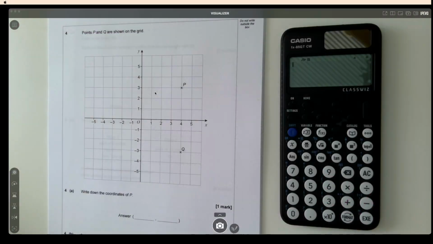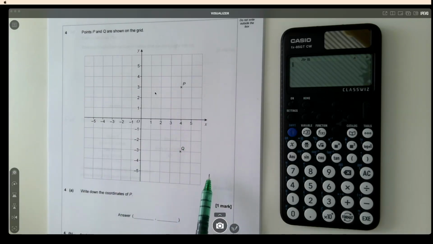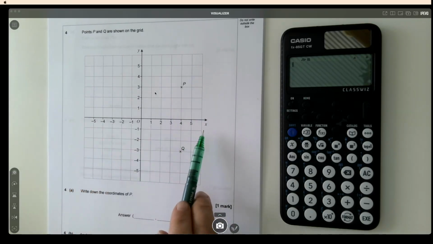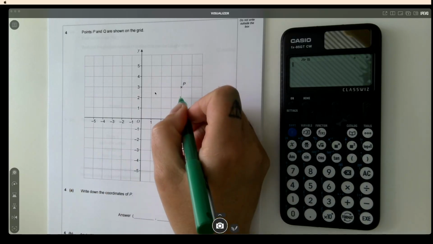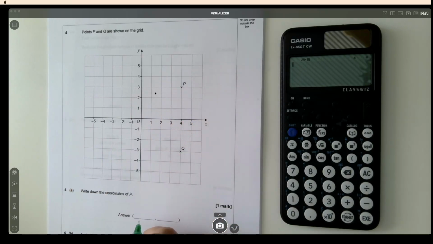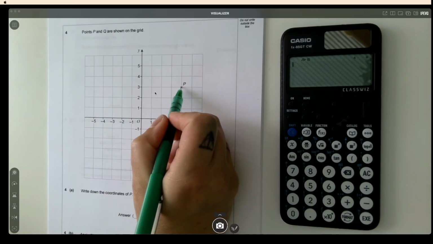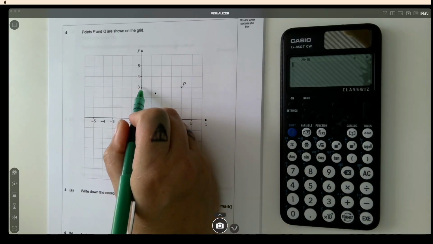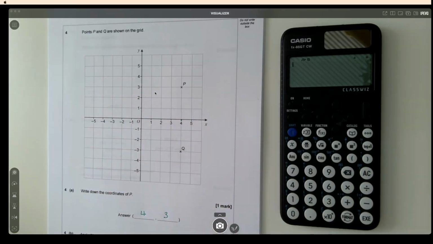Question 4. Points P and Q are shown on the grid. So we've got P and Q. Write down the coordinates of P. So for the coordinates, we go along the x-axis first. So P lines up with 4 on the x. So that's the first part of our coordinate. And then we go to the y-axis and P is opposite 3. So the coordinate of P is 4, 3.